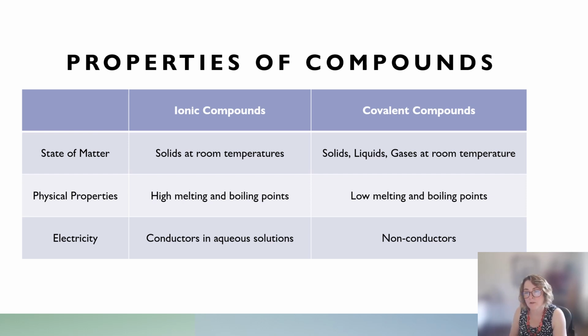Covalent compounds are going to be all over the map as far as states of matter go. They could be solids, liquids, or gases, and it's going to depend on whether or not they're nonpolar. Nonpolar molecules, as we'll see in a little bit, are going to have very weak interactions with each other, so they're going to tend to be gases. Whereas solids and liquids are going to tend to be more polar molecules where they're going to have those overall dipole moments which allow them to interact with each other a little bit better.